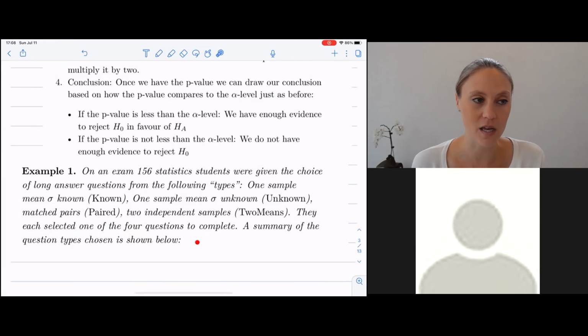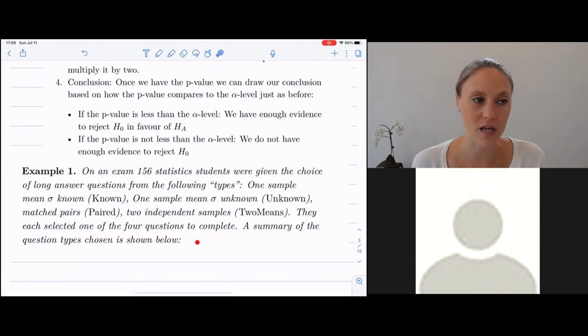So this is data that I've collected. Of course, I have to read it in, and then I make a table of the type. 25 out of 156 students chose the sigma known question. 48 out of 156 chose the paired question. 40 chose the two independent means questions, and 43 chose the sigma unknown question.